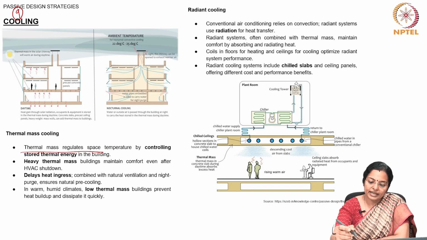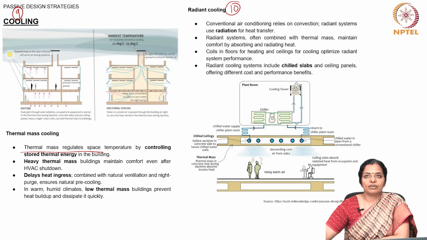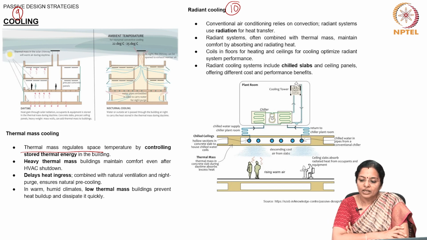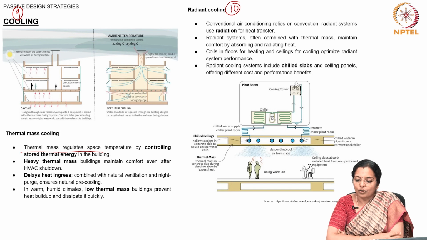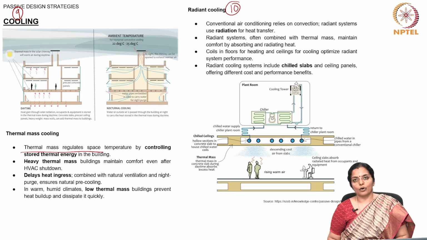If we look at radiant cooling, conventional air conditioning relies on convection, whereas radiant systems use radiation for heat transfer. Radiant systems often combine with thermal mass and maintain comfort by absorbing and radiating heat. Coils in floors for heating and ceilings for cooling optimize radiant system performance. Radiant cooling systems include chilled slabs and ceiling panels offering different cost and performance benefits.